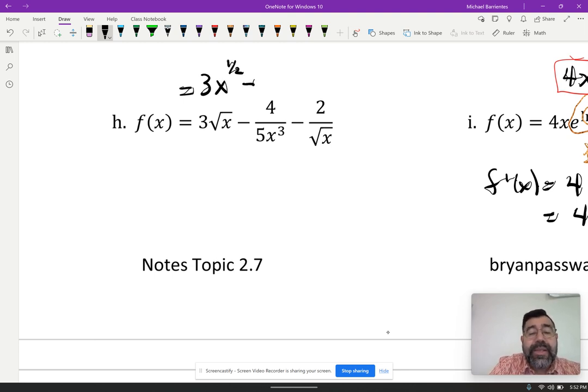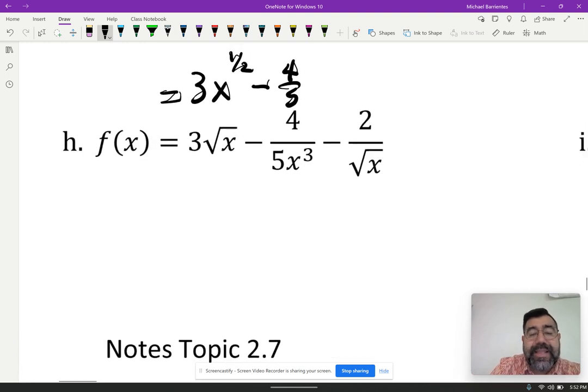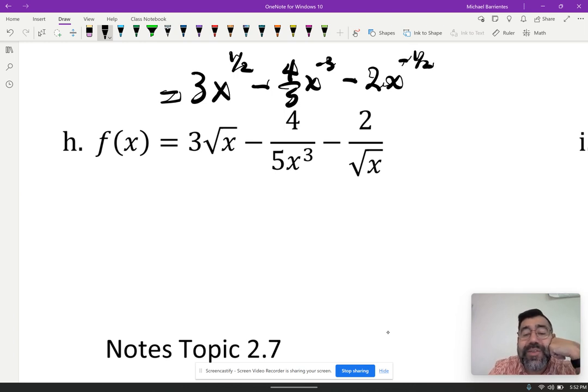Minus, here, 4 over 5, so that's 4/5. And then x to the negative 3, because I'm going to flip it to the top so that I can take the derivative. Minus 2x to the negative 1/2. Negative 1/2 because, again, I'm flipping the square root to the top, and square roots are the same thing as 1/2 powers. So now I have purely power functions.